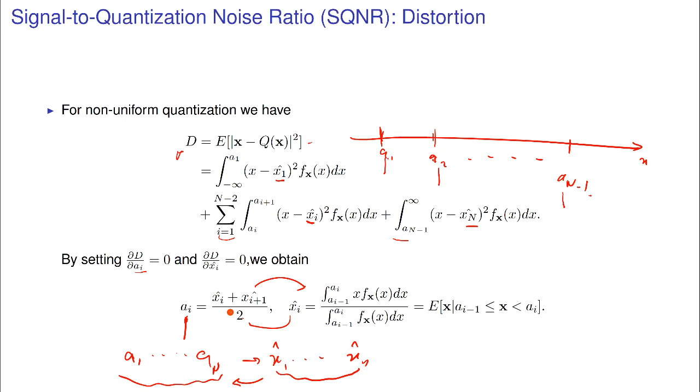So designing the optimal quantizer is possible using these two sets of equations. Or alternatively, for a given distribution, you can try to solve the set of equations, because remember that x hat i is a function of these boundaries, and these boundaries are a function of these x hat i. So they are linked together.